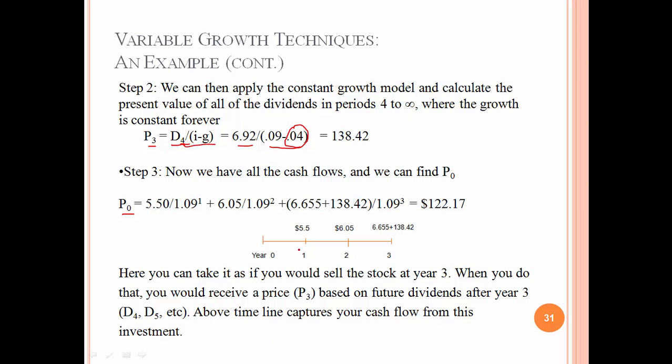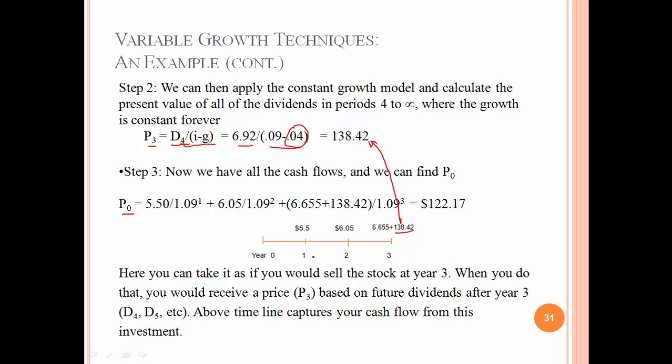So what do we get in these 3 years? We get 3 dividends: 5.5, 6.05, and 6.655, one every year for the next 3 years. And then we're also going to get 138.42, which is from here. And that is the price of the stock, so this is when you sell the stock by the end of year 3.